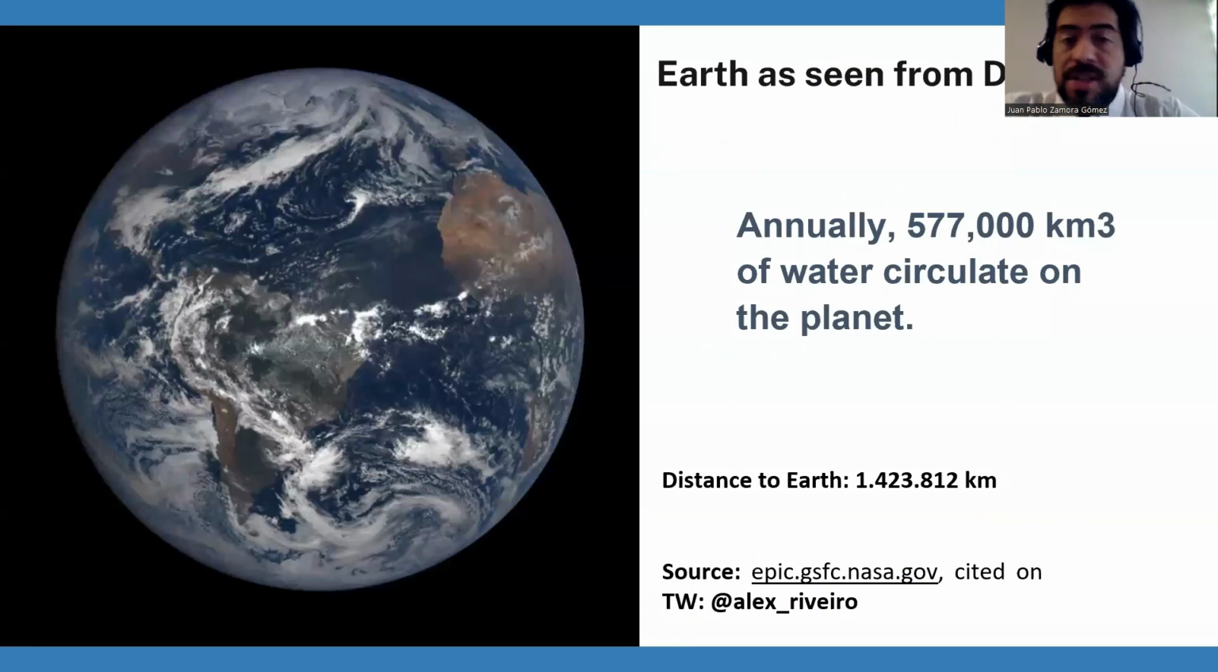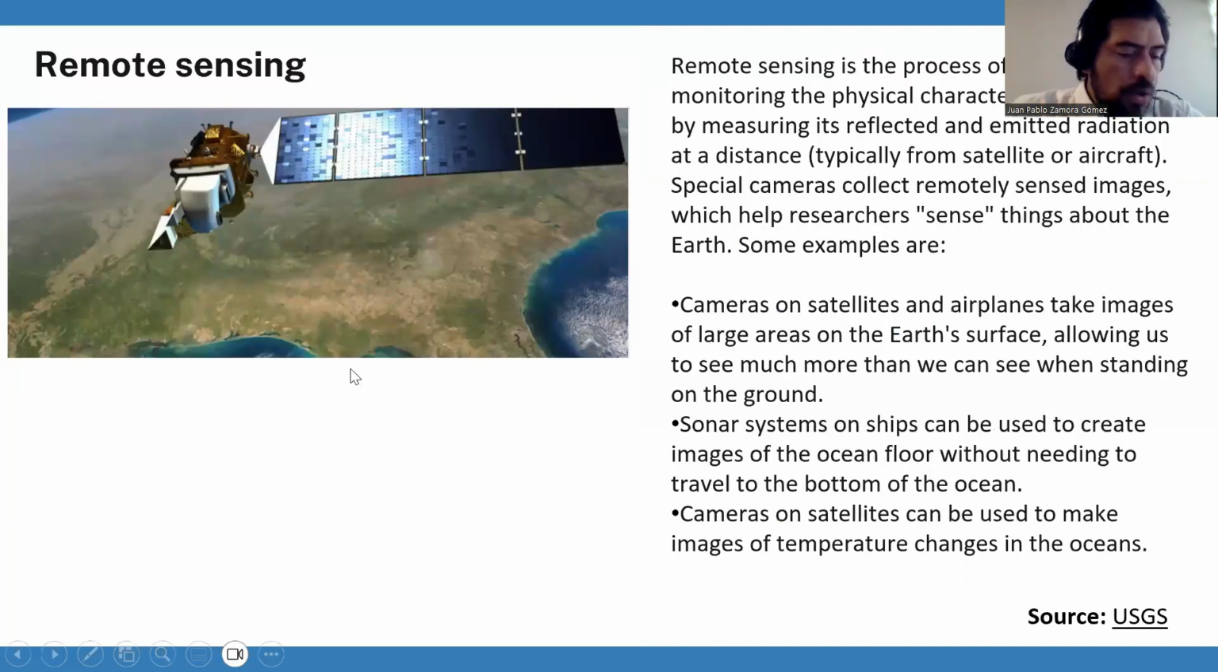water resources. For example, this is a general view of the Earth. This image was taken by the DSCOVR satellite, and this image is available on the internet and is available for all the people around the world. We can see different types of cloud formations, different types of water transport in the atmosphere, and this is only one of the wide range of satellite products we have for water resources evaluation. What is remote sensing?